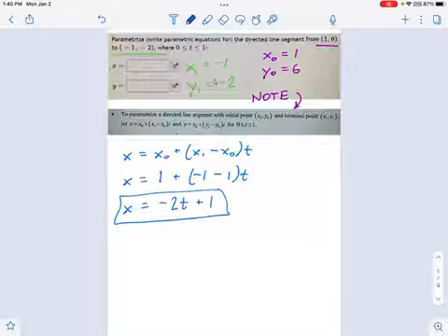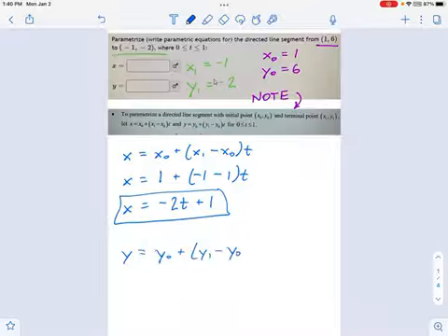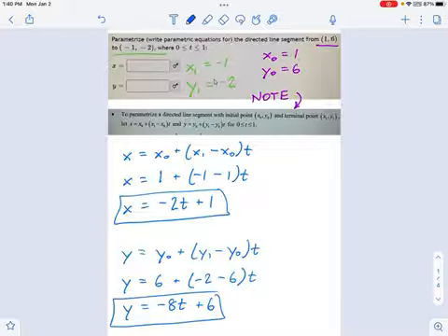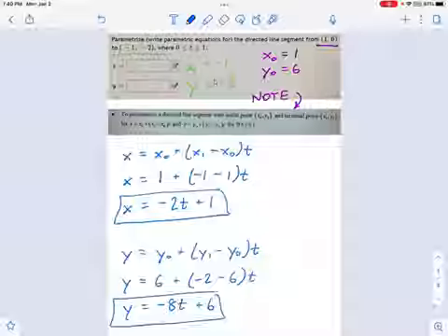And now we're going to do the same thing for y. I'm going to take my equation, y equals y naught plus y1 minus y naught times t. Okay, and now we plug in the numbers we know. So y naught is 6 from earlier, y1 is negative 2, y naught, I just said it, is 6, times t. So this becomes y equals, let's see, negative 8t plus 6. Okay, so there are your two equations in parametrized form.